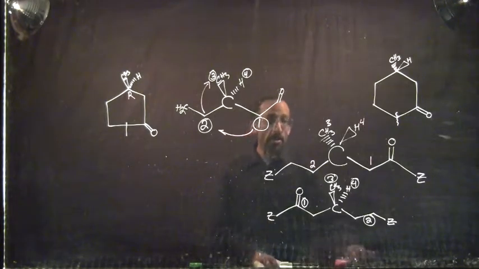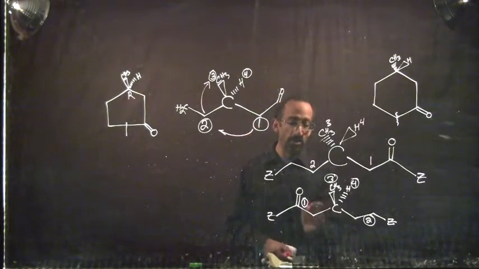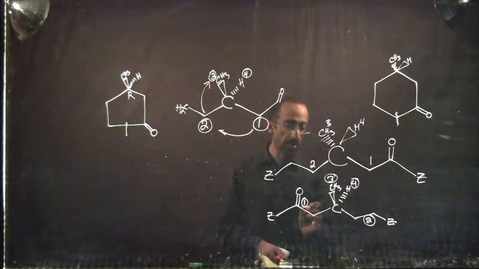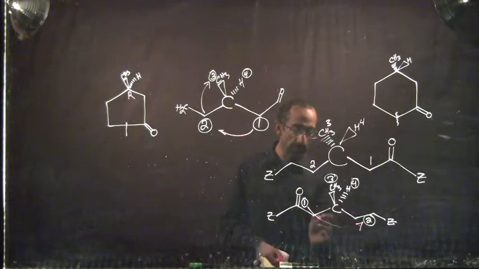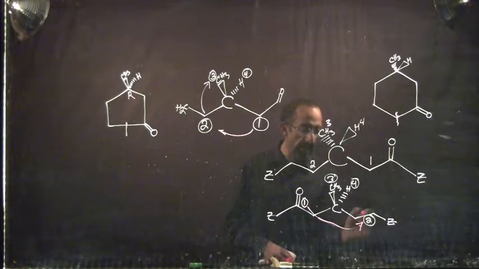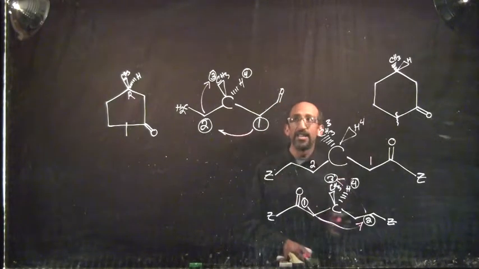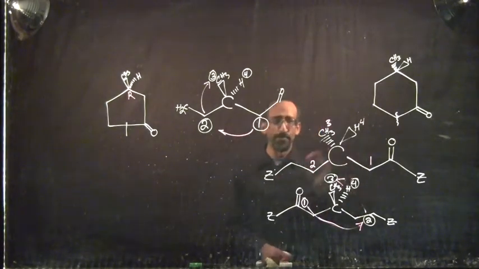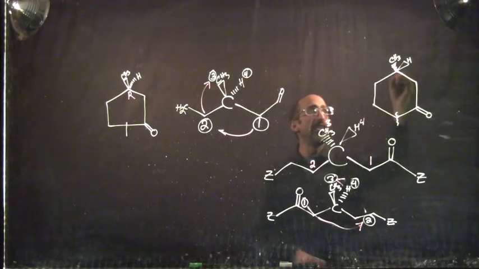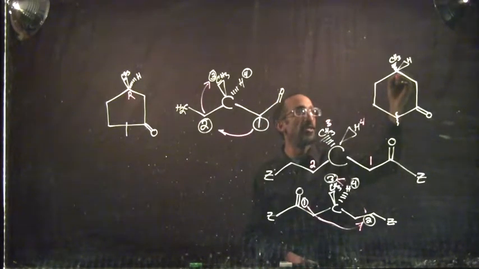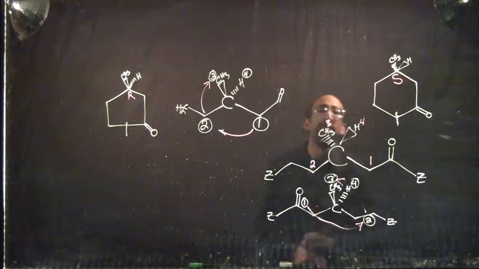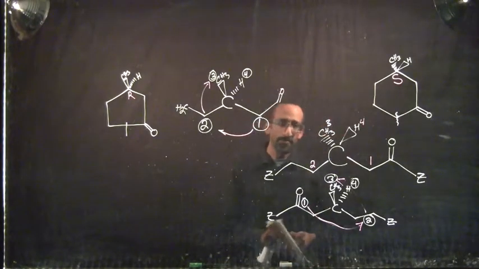Now, going around my substituents from highest to lowest, going 1 to 2, and 2 to 3, I am now moving in a counterclockwise direction. And so I can assign the stereochemistry of this chiral center. Its absolute configuration is S.